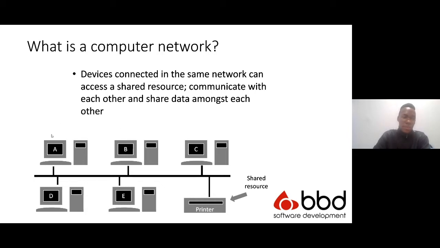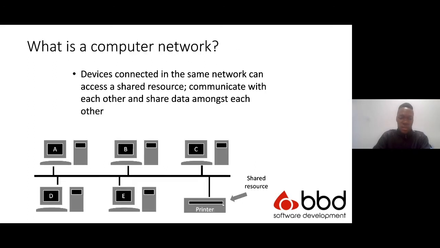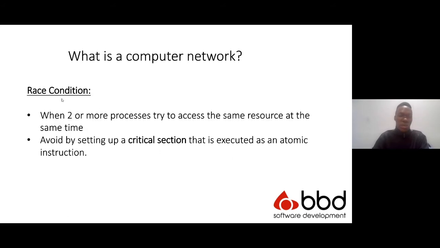Once A is finished using the printer, it leaves the critical section, and then B enters the critical section. And while B is in the critical section, C will not be able to use the printer as well. That's basically how you avoid a race condition. But there are other ways you can use to avoid race conditions.